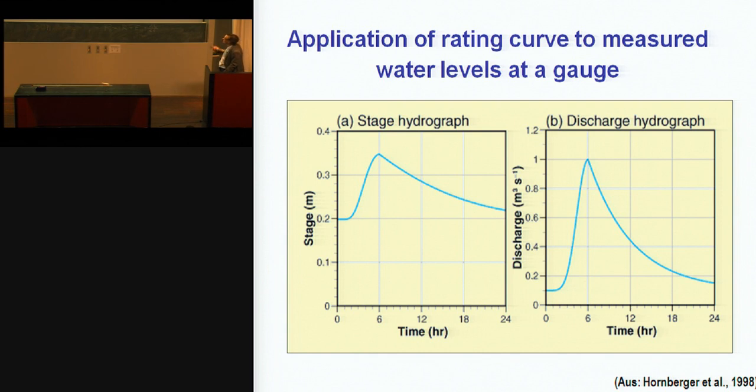And always against time. And this is a flood event. It starts at 0.1 cubic meters per second, goes up to 1 cubic meter per second, and then you have a falling limb again. So this is a discharge hydrograph of a flood event. I assume everybody has seen something like this before.